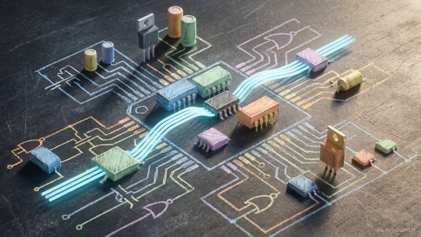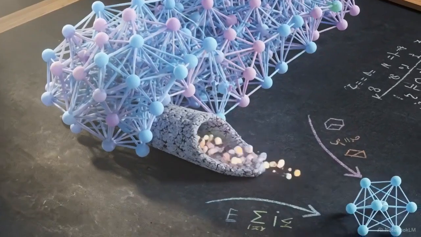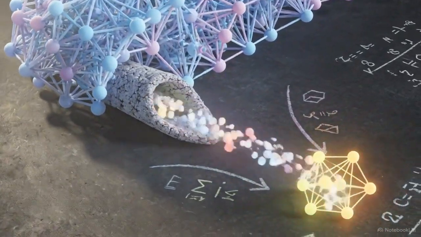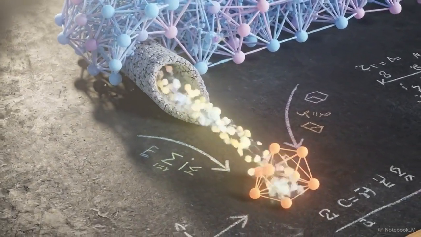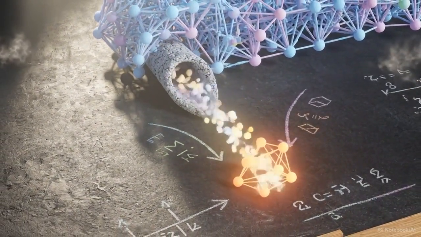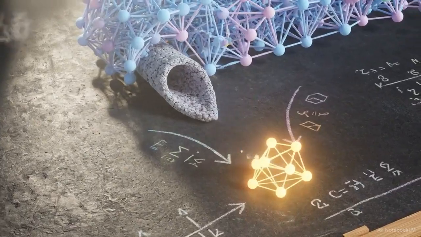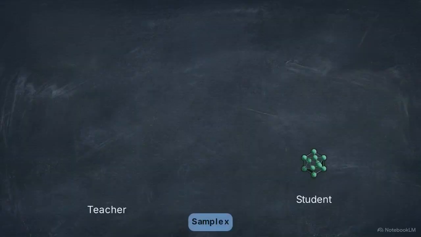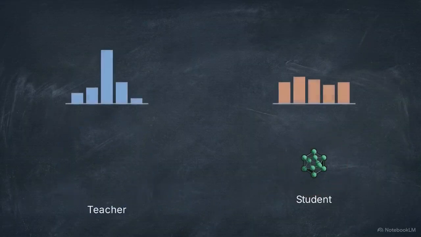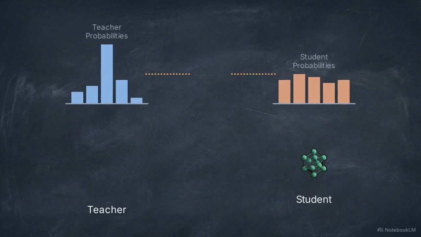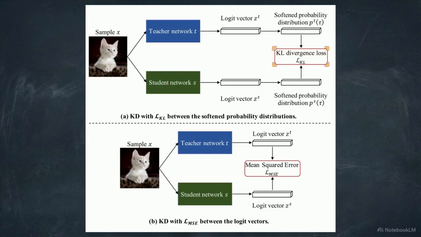To build smaller, efficient AI models, the industry relies on a process called knowledge distillation. The goal is to extract the predictive power, the dark knowledge, from a massive, cumbersome neural network and transfer it into a lightweight replica. The standard method for this transfer involves feeding identical data to both networks and comparing their output probabilities. This comparison uses the Kullback-Leibler, or KL, divergence loss function.